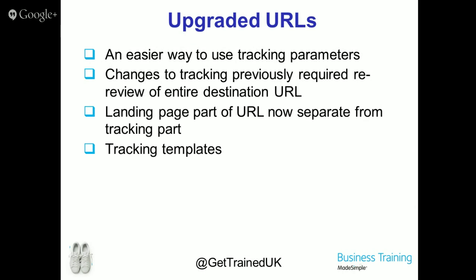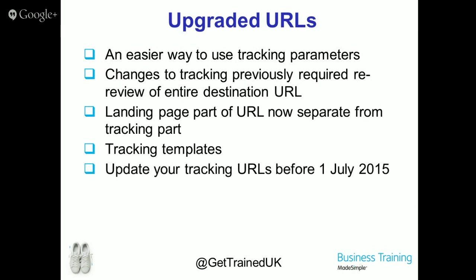So when you're creating new ads and creating new campaigns, it's much easier to roll out the tracking. It won't apply to all of you, but if you are doing anything with tracking parameters at the moment, then you really should look into this, because the new system and the old system are running side by side, but Google have advised that everyone should update to the new style tracking URLs before the 1st of July. So you've only got 5 or 6 weeks to get a handle on this and get it sorted if you have an account that's currently using tracking URLs.